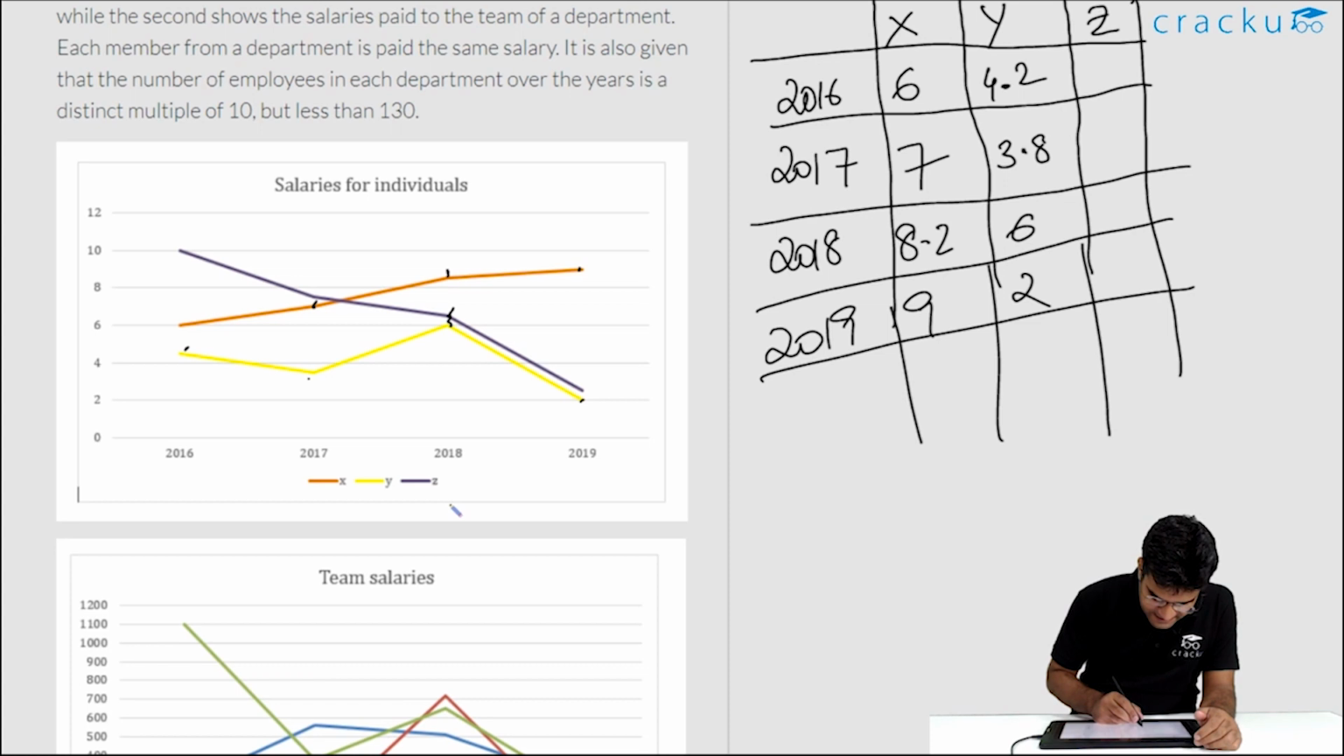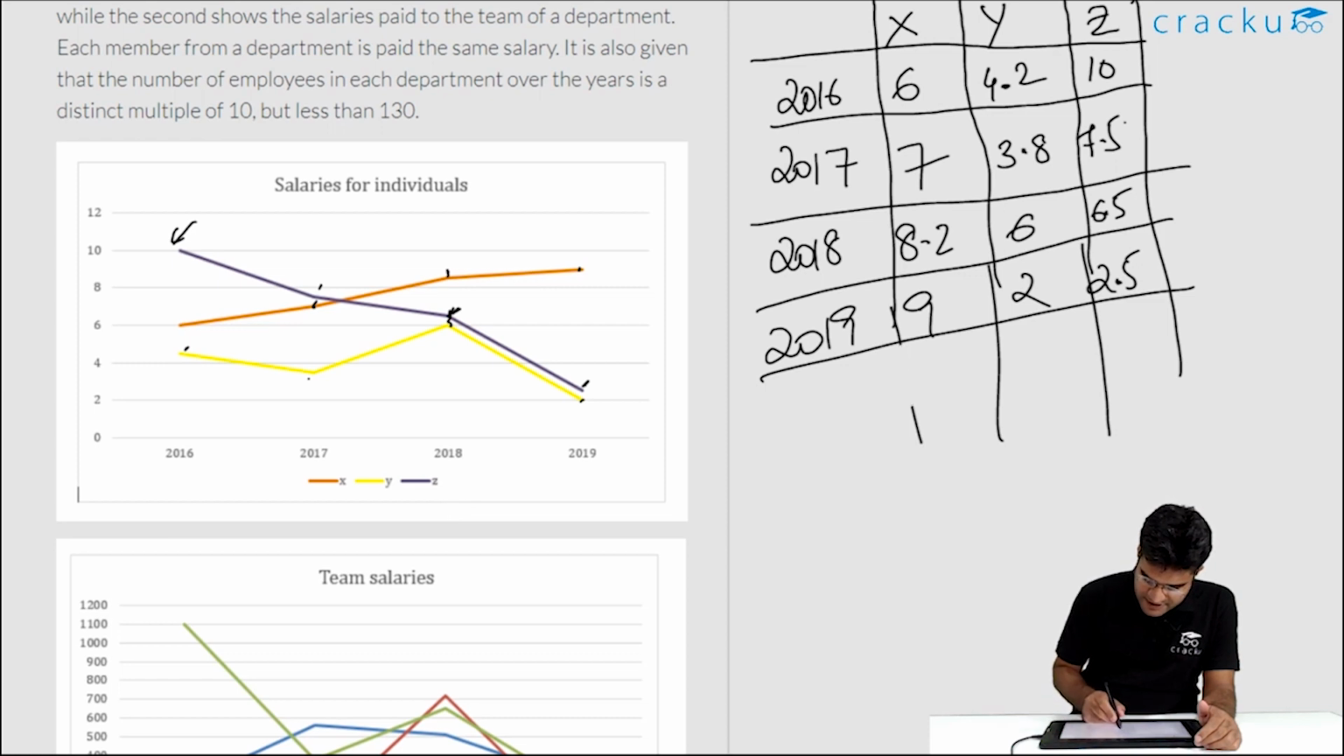Now if you are looking at Z, it is 10 at the start. Then over here it is say around 7.5. Then in 2018 it will be around 6.5, and in 2019 over here it is say around 2.5. It is greater than 2 but less than say 3, so around this. This is the information that we have from the first graph.